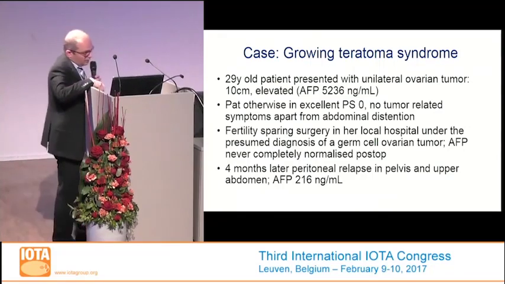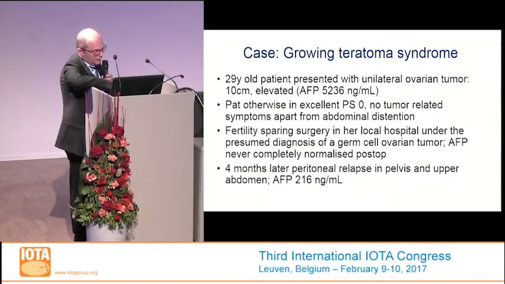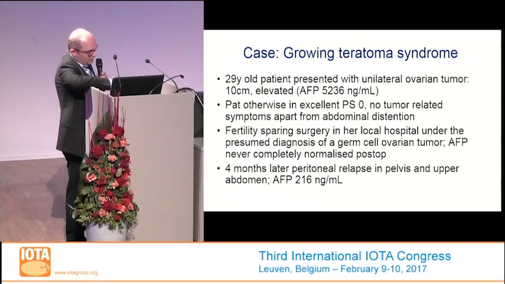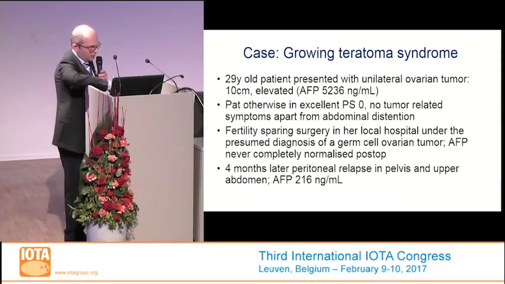A young lady, a 29-year-old patient, who had a unilateral ovarian tumor, 10 centimeters, with elevated alpha fetoprotein in the thousands. The patient was otherwise excellent, with no tumor-related symptoms, and she had abdominal distension. She had fertility sparing surgery in her local hospital, and she had a diagnosis of germ cell ovarian tumor, which I think at that point was immature teratoma. The alpha fetoprotein never completely normalized.